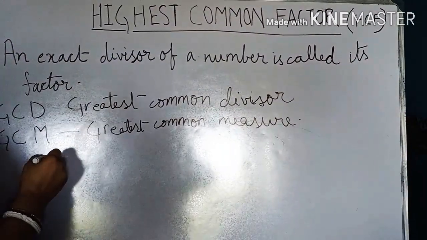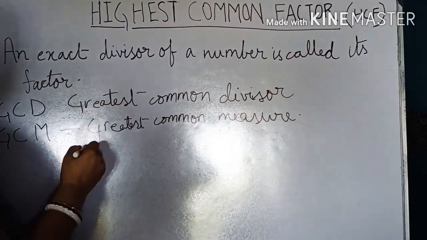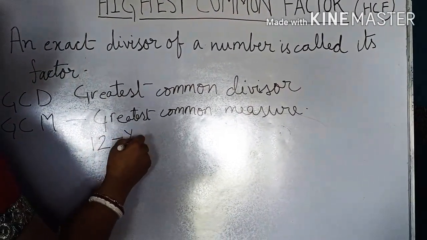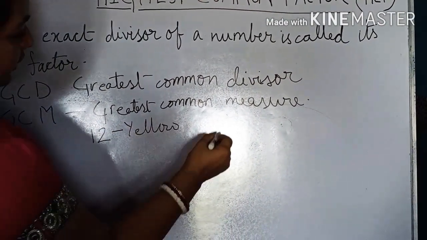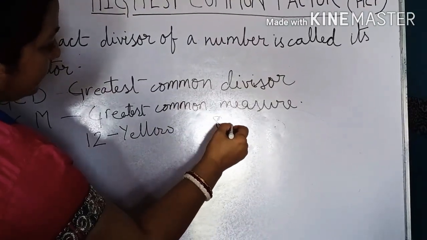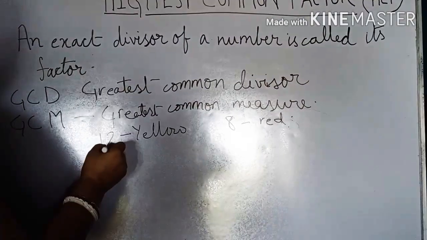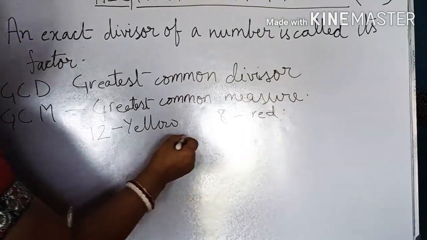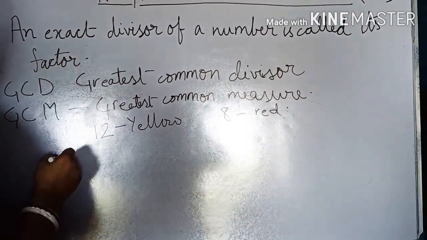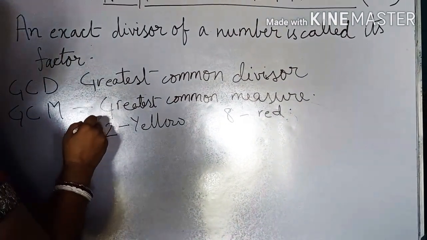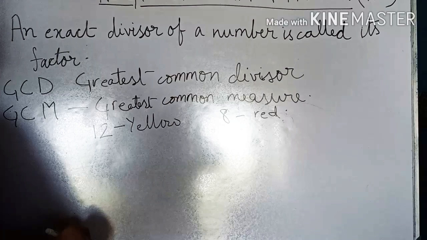Where do we take the help of HCF? For example, let us say Arush has 12 yellow balls and 8 red balls. Now Arush wants to arrange these balls in such a way that each row should have equal numbers. So how many balls should be in each row?